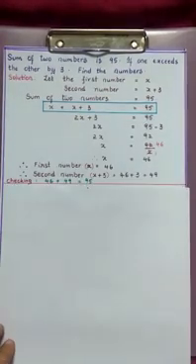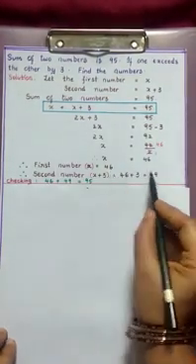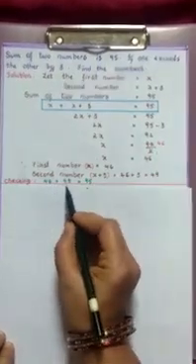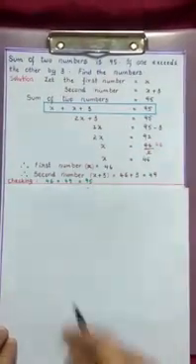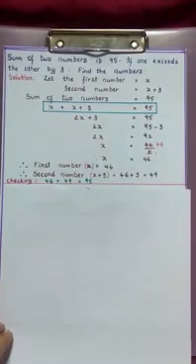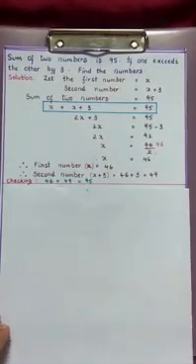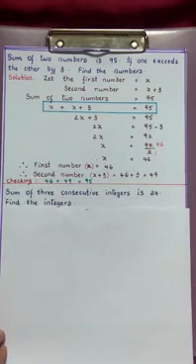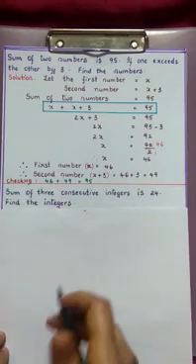Now how to check your answer here? Add the first number and second number. 46 plus 49 which is 95. So our required numbers satisfy this. So the correct values we got. Now let us do another sum.